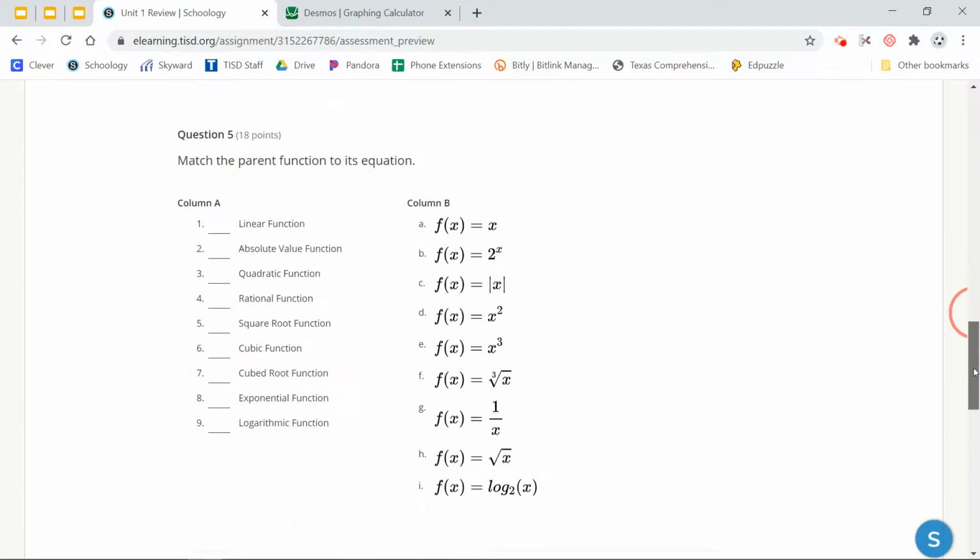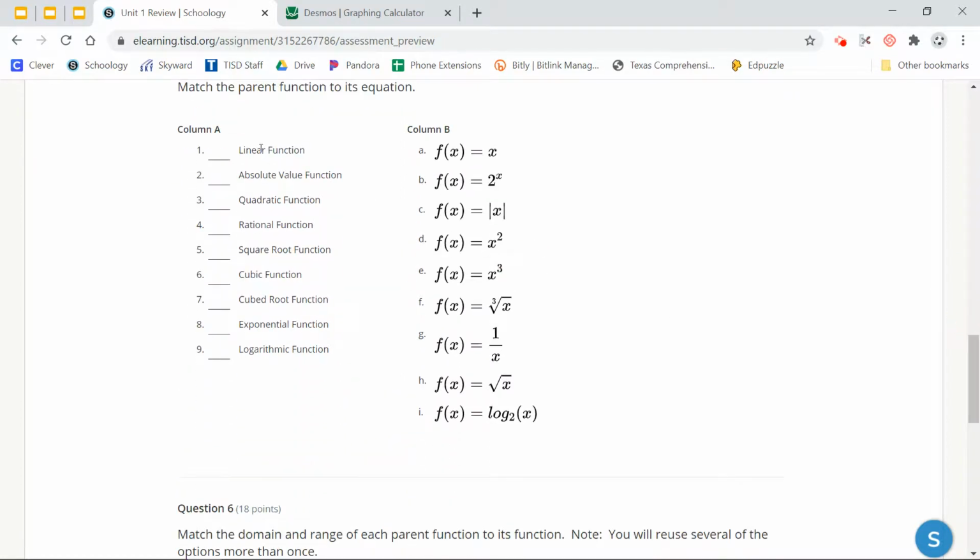Okay, and then our function families. Linear is f of x equals x, absolute value is absolute value, quadratic is x squared, rational is 1 divided by x, square root is square root, cubic is x cubed, cube root is cube root, and then exponential is 2 to the x as one example, and logarithmic, its opposite, is log base 2 of x.